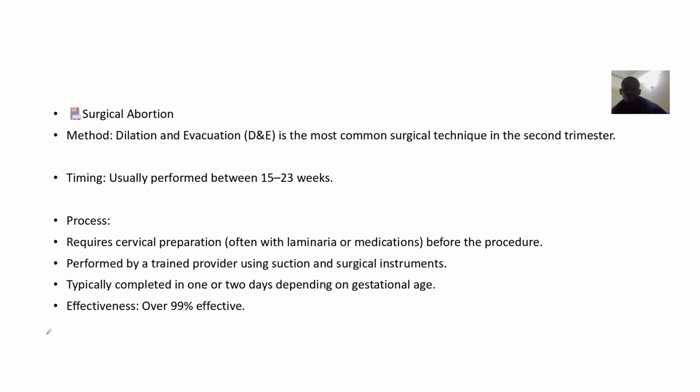Surgical methods for abortion. For the second trimester, the surgical method which is basically advised is dilation and evacuation, that's the D and E. It's the most common surgical technique for the second trimester. It's usually performed between week 15 to 23. You have to prepare the cervix. It's performed by a trained provider using suction and surgical instruments. It's typically completed in 1 or 2 days, depending on the gestational age.